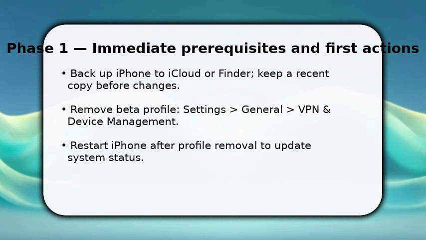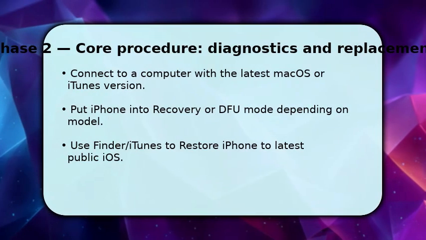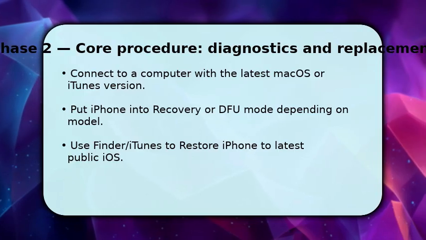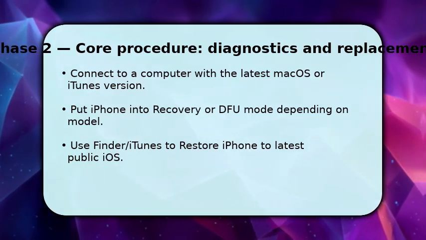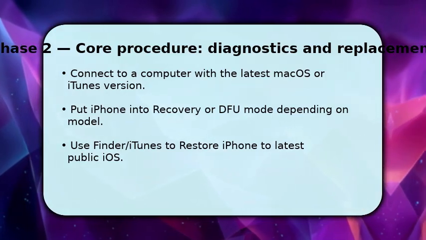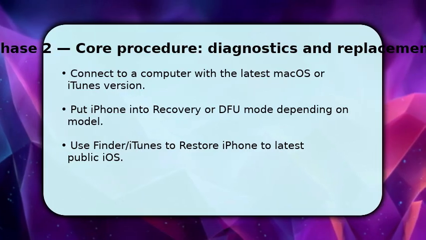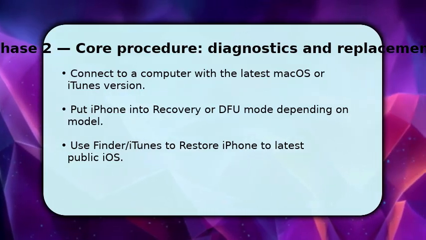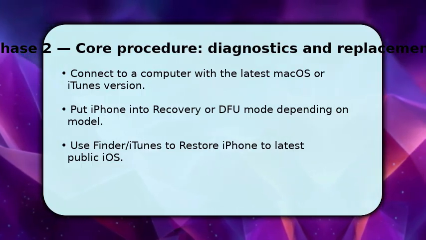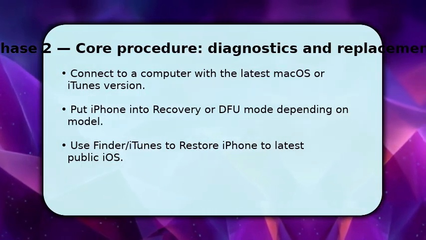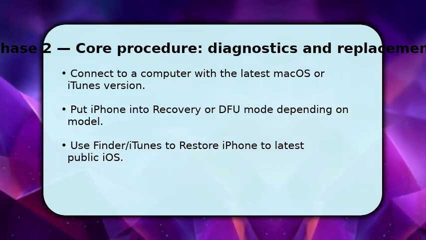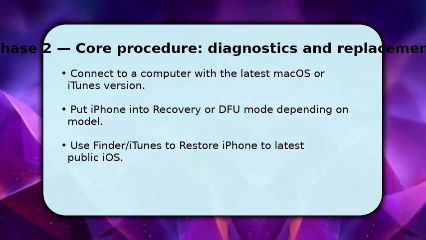You now move to reinstalling the public release. Connect the iPhone to a Mac or PC with current macOS or iTunes. Make sure the cable is reliable. Put the device into recovery mode or DFU mode for a deeper wipe. Follow model-specific button presses and wait for the connection prompt. Then choose Restore in Finder or iTunes, which downloads and installs the latest public iOS. This replaces developer beta firmware with the stable release, so the device exits the beta channel.